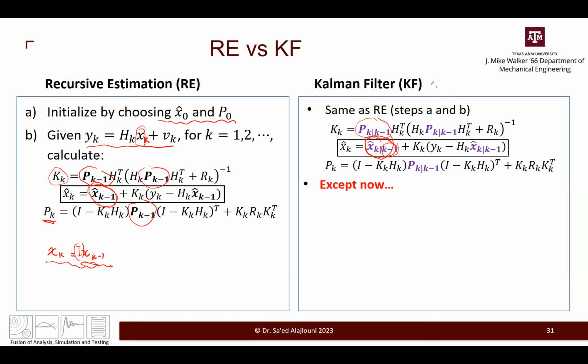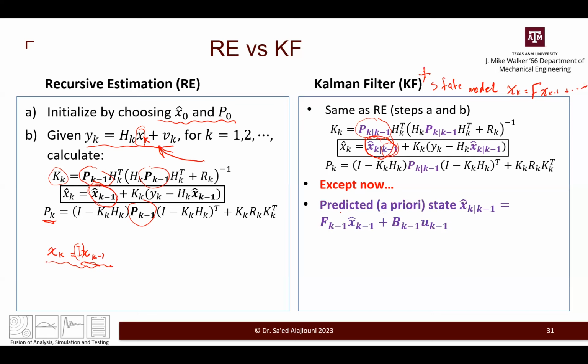We use the state model. So in the Kalman filter, in addition to the measurement model, which takes this form, we have a state model now. The state model tells us that x_k equals some f(x_{k-1}) plus whatever the rest of that expression is. So now x hat here is nothing but a prediction of the state. And how do we predict our state? It's through our state model.